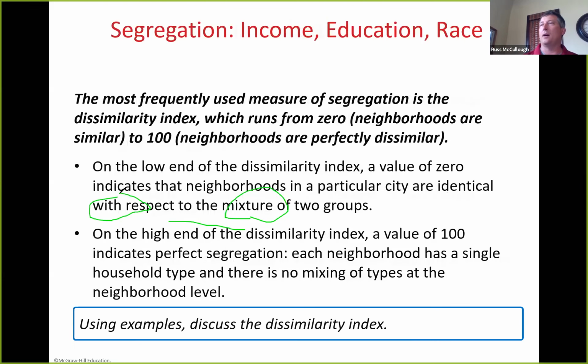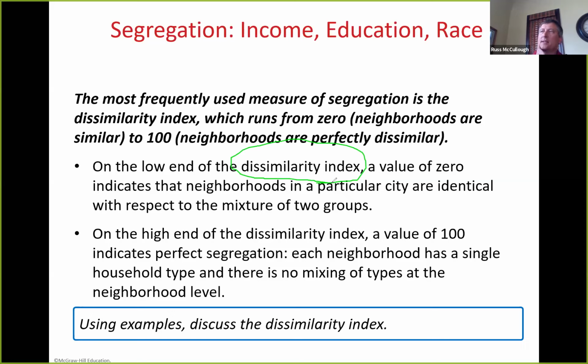Okay, so the measurement for the distribution of people and the mixing of people in different neighborhoods, the most common measure is this dissimilarity index. So we're going to look at people in different neighborhoods and try to indicate whether there's a disproportionately high number of one group or the other.